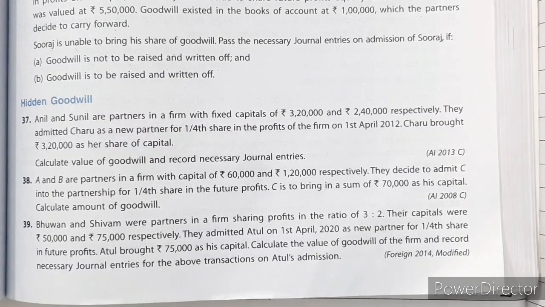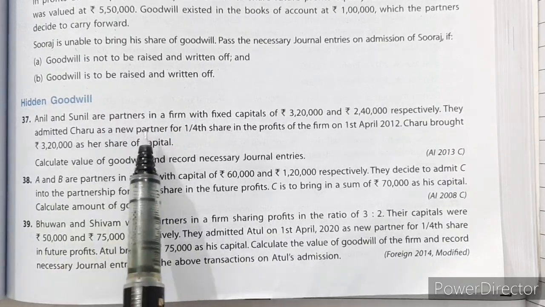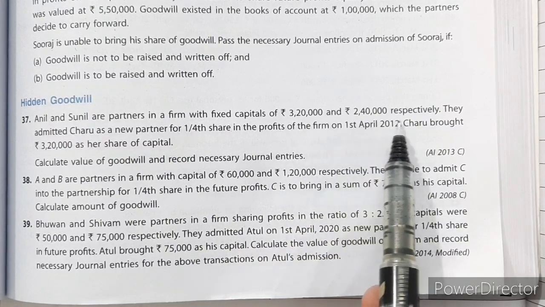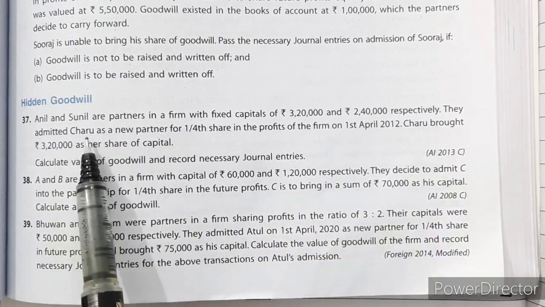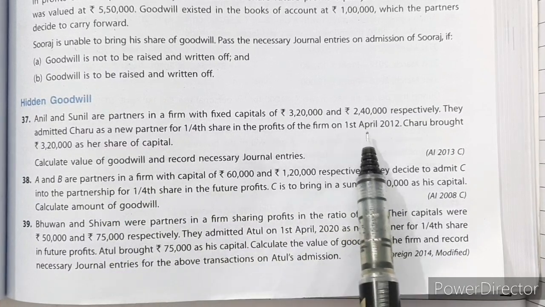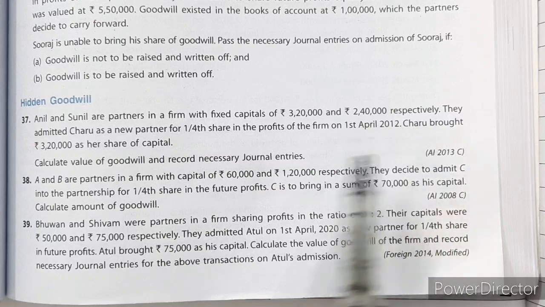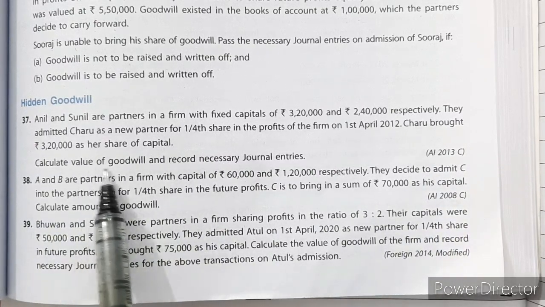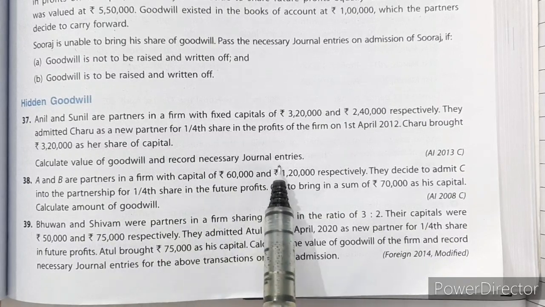Let us see question number 37. Anil and Sunil are partners in a firm with fixed capitals of rupees 3,20,000 and 2,40,000 respectively. They admitted Charu as a new partner for 1/4 share in the profits of the firm on 1st April 2012. Charu brought rupees 3,20,000 as her share of capital. Calculate value of goodwill and record necessary journal entries.